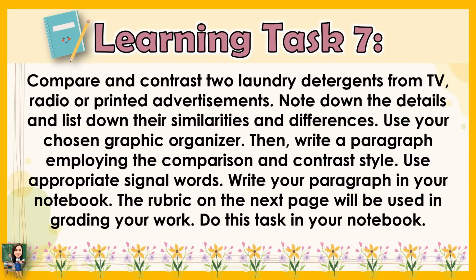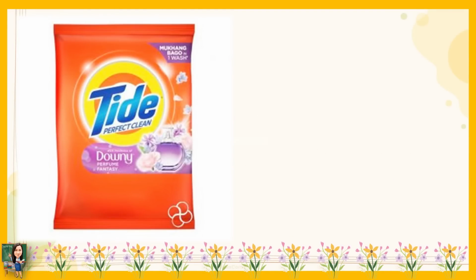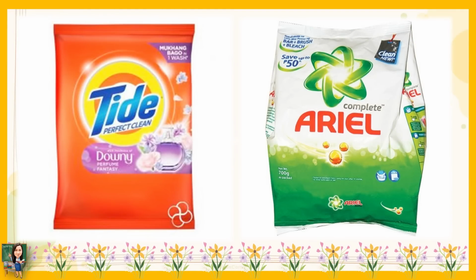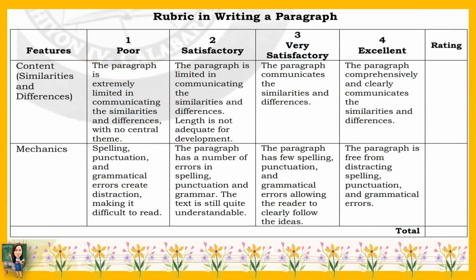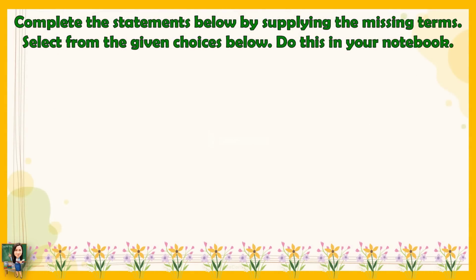So for example, you choose two detergents like Tide and Ariel. Compare and contrast the two detergents. Identify their similarities and differences. And write a paragraph according to the two detergents. And be guided with the rubric below. Next, complete the statements below by supplying the missing terms. Select from the given choices below. Do this in your notebook.